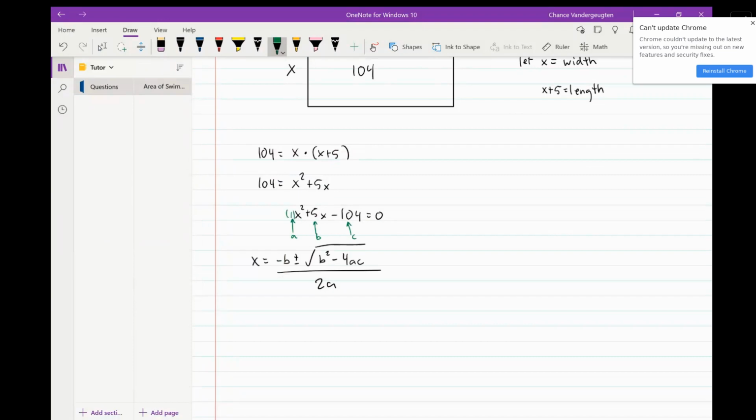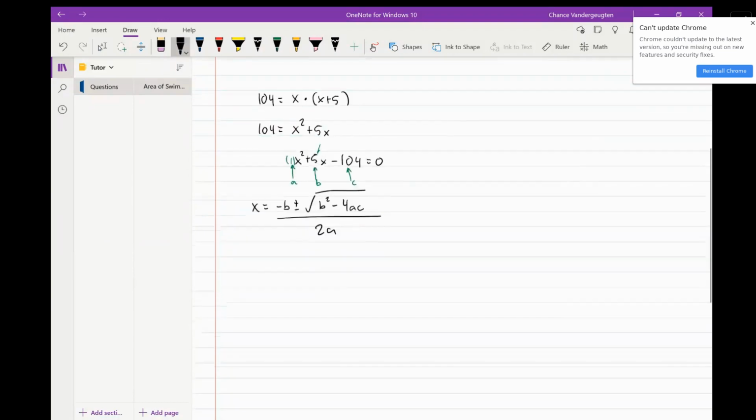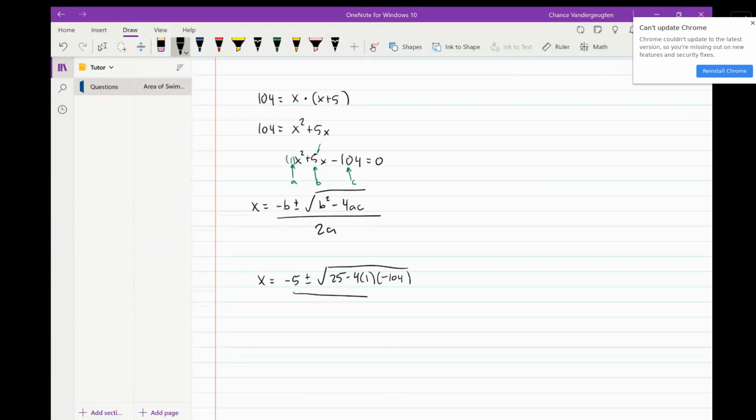And then you have to keep in mind whether it's positive or negative. This is just like a positive 1. This is positive 5 right here. And this is negative 104. So we got to go through this whole process, but we'll get there. So negative b, we get negative 5 plus or minus square root. B squared is 25 minus 4. A is 1. C is negative 104. And all over 2 times a, which is just, a is 1, so I'll just leave it as 2.